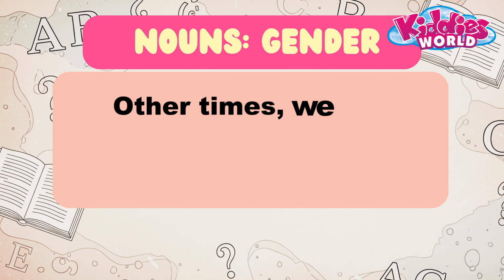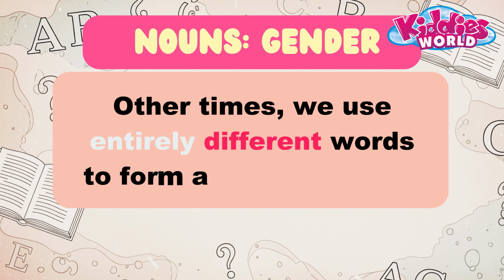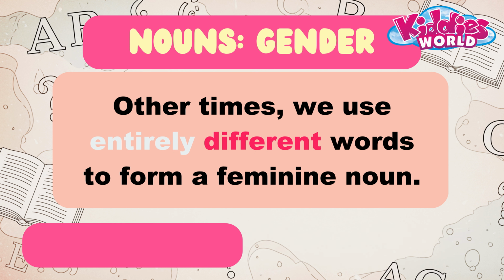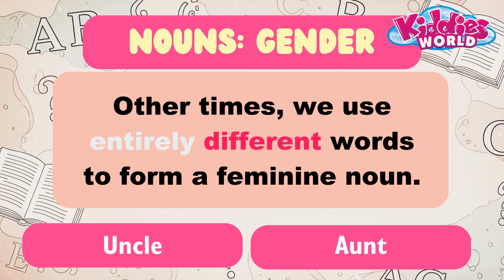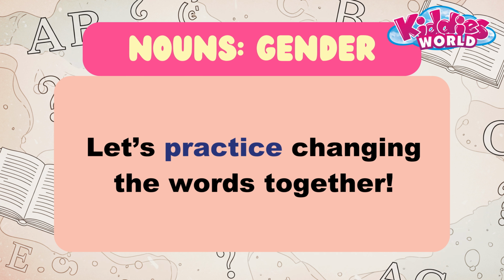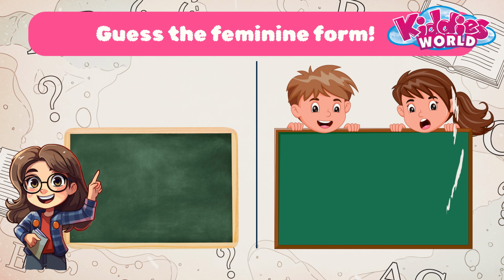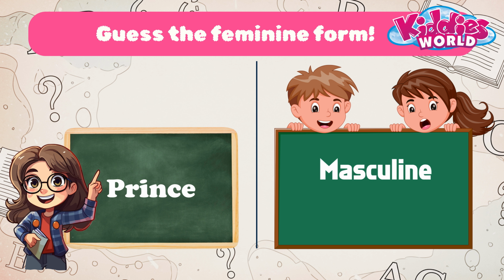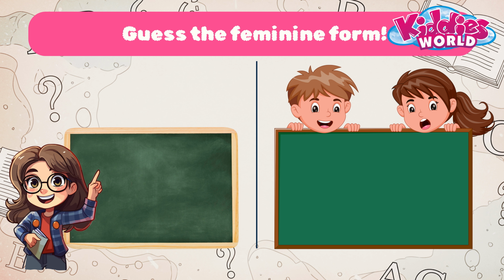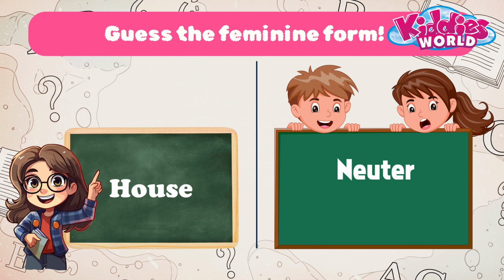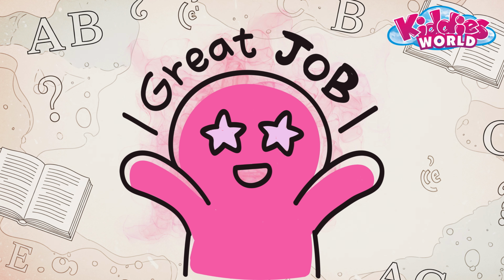Other times, we use entirely different words to form a feminine noun. For example, king becomes queen, uncle becomes aunt, nephew becomes niece. Let's practice changing the words together. Activity. I'll say a masculine noun and you tell me the feminine form. Prince, masculine. Girl, feminine. Cat, common. Parent, common. House, neuter. Great job, kids!